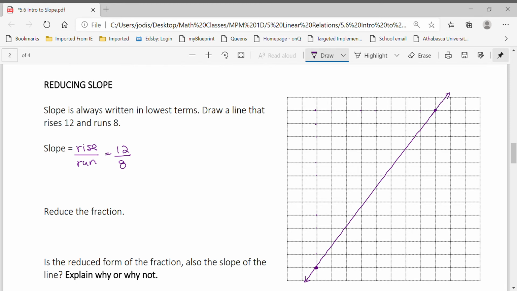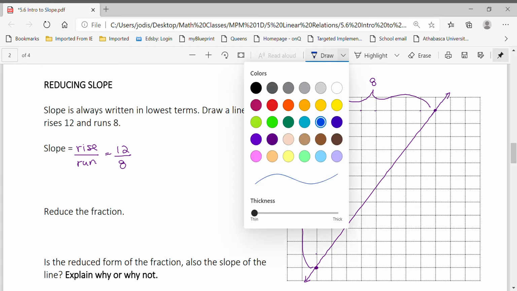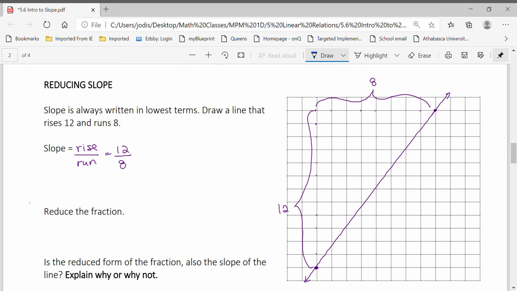Okay, so from here, this is my 12 for my rise, and my run is 8. So now we can reduce the fraction. If we divide both by 2, we would have 6 over 4. And if we check that on our graph, let's see if we can get something that is still 6 over 4.